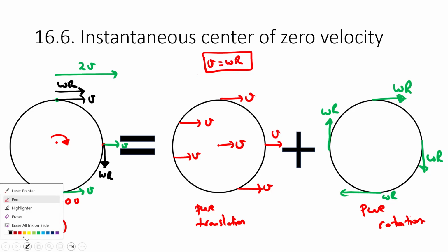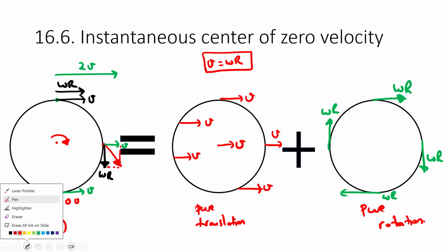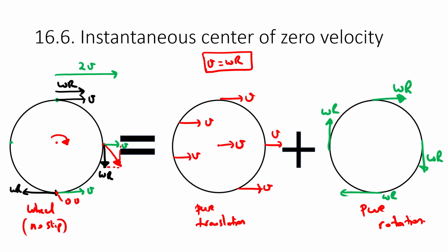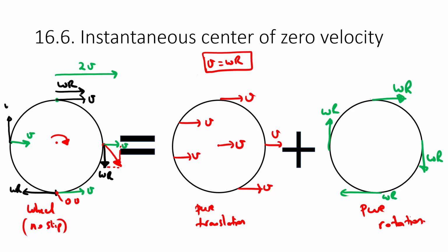If I look at the resultant velocity, it will be something like this. Or I can check another point here, which will have a v and also the omega r, and for this point as well we will have a resultant velocity. As you can notice, we have a zero velocity here, but everywhere else we have different velocities. The important thing is that this velocity is perpendicular to that line.